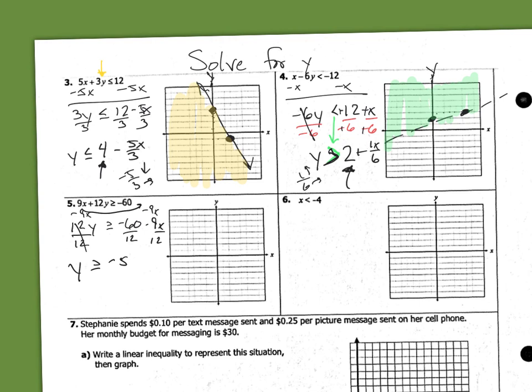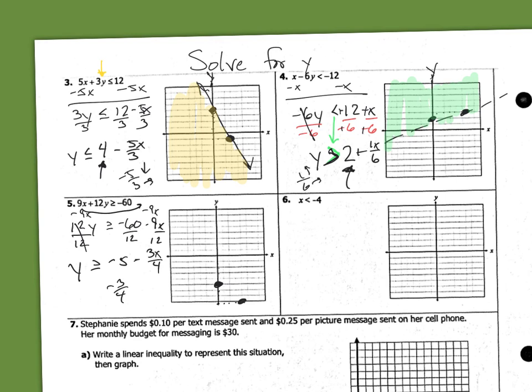And then we have to reduce this. It's a negative. 3 goes into both of them, so we have -3x over 4. 1, 2, 3, 4, 5. Now from there, we have negative 3/4. We're going to go down 3 to the right 4.